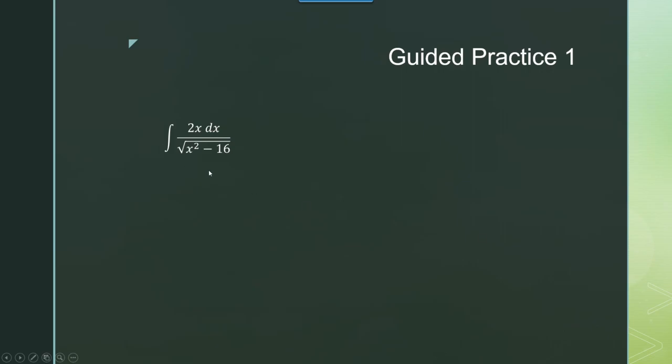So here we have 2x dx over the square root of x squared minus 16. This square root at the bottom here is what tips me off. It makes me start thinking about trig substitution. And because this is an example where the 16, the constant, is negative, I'm going to choose that last option for my substitution. So x will equal 4 secant theta, and that 4 came from the square root of 16.